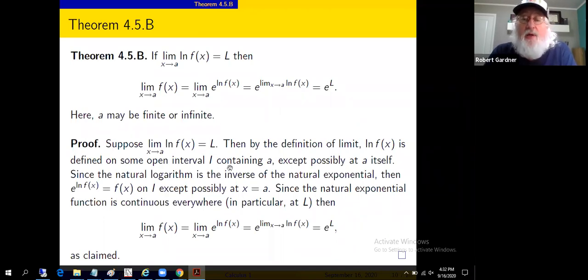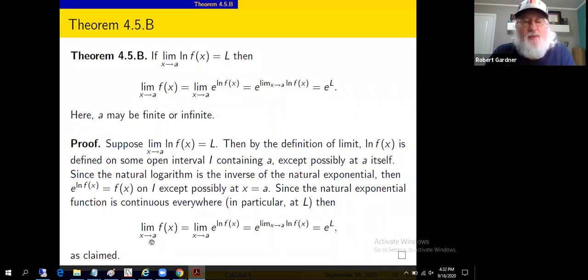And we observed upstairs that this holds for all x in the interval except possibly at a. I don't know that f of a is actually defined. All I know is this limit is defined. So the natural exponential function is a continuous function. It's continuous everywhere. Whatever L is, it's continuous there. L is hypothesized to be some particular real number.